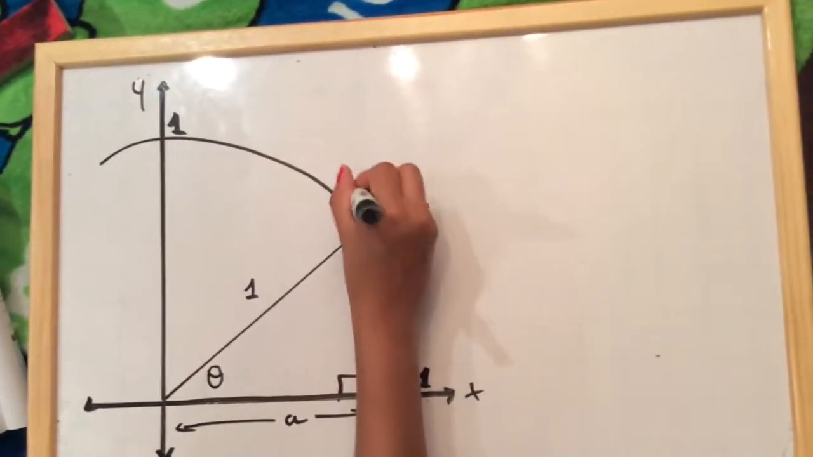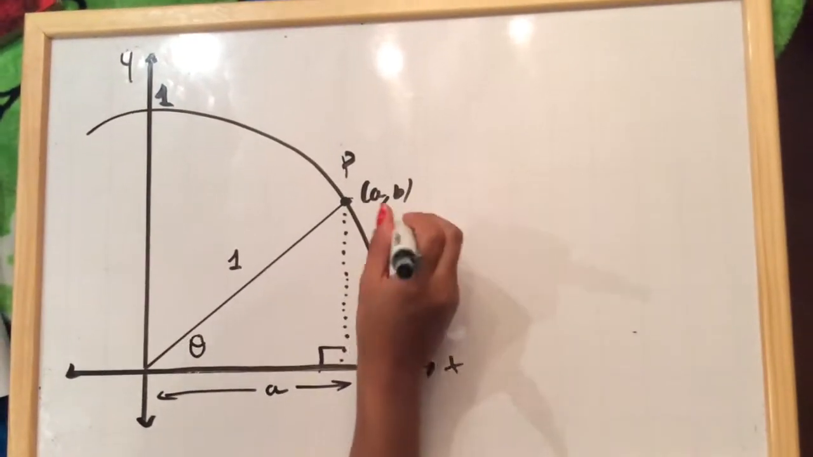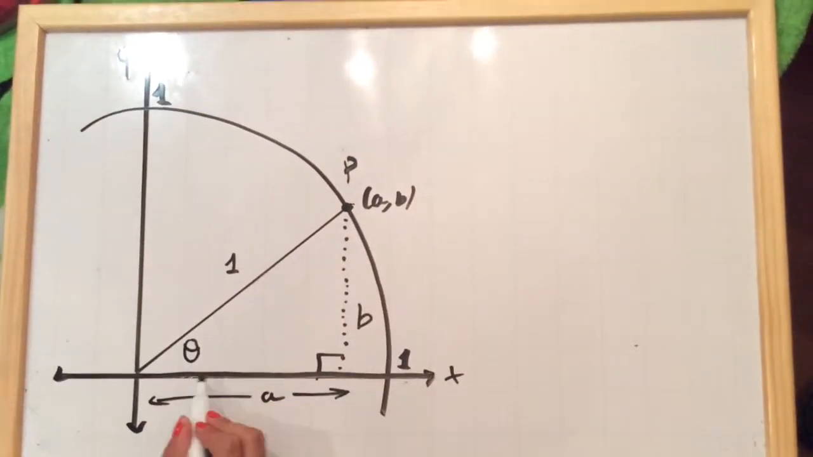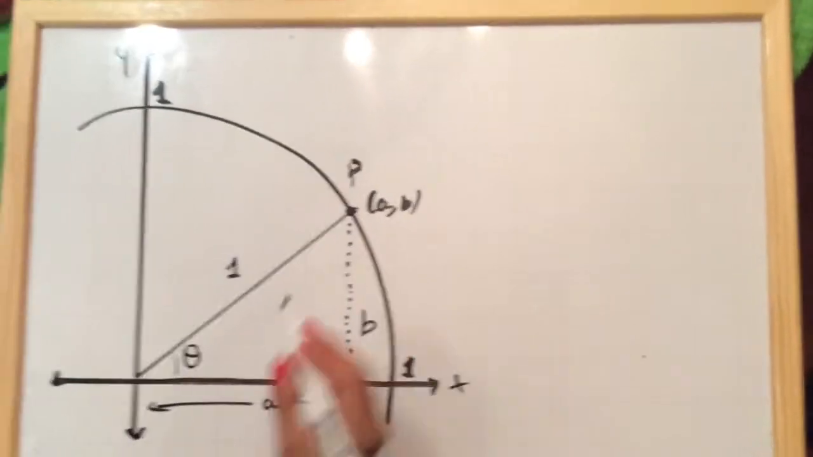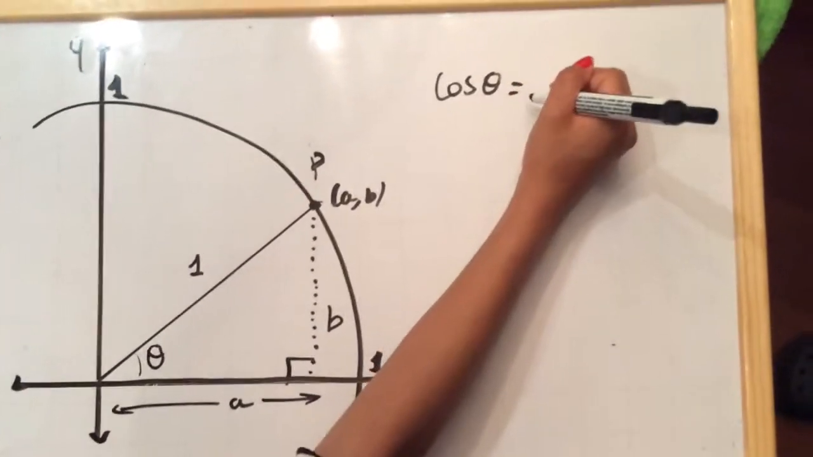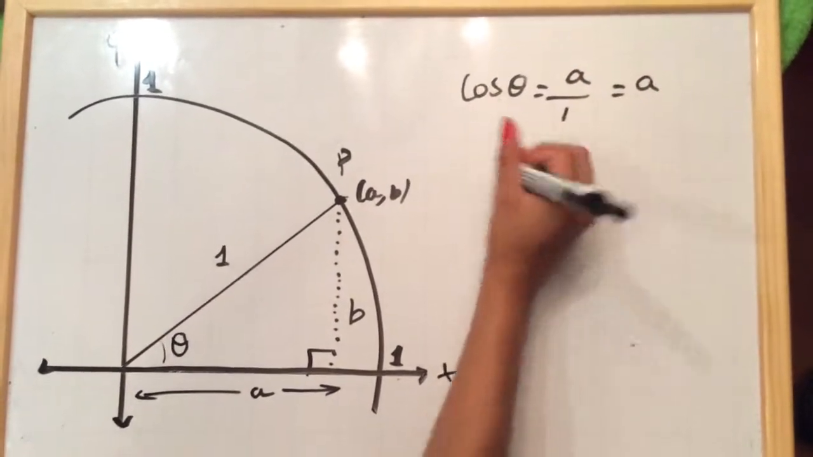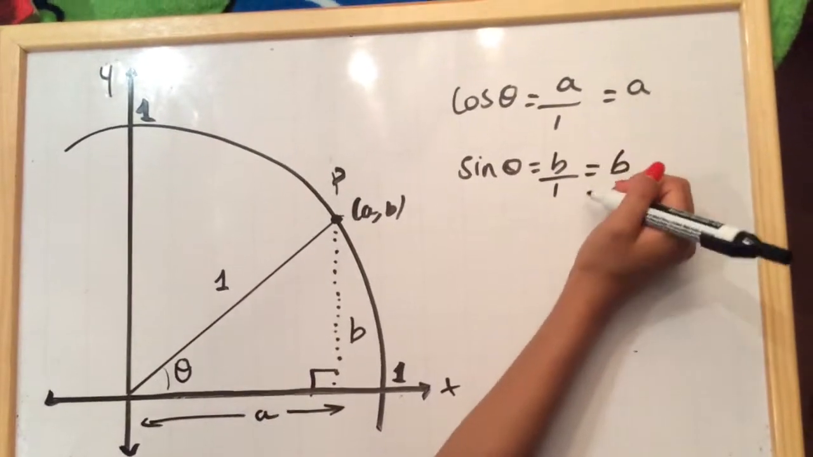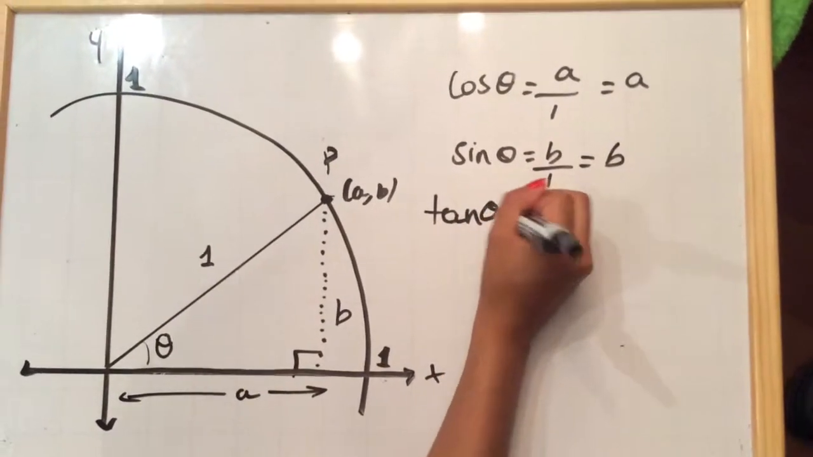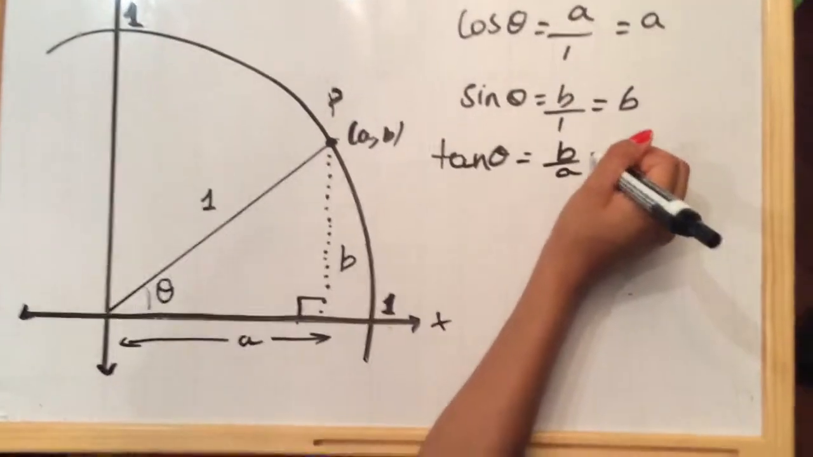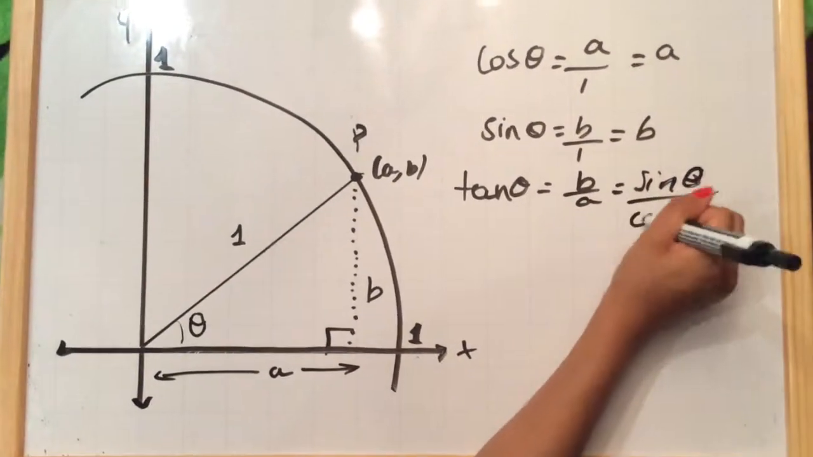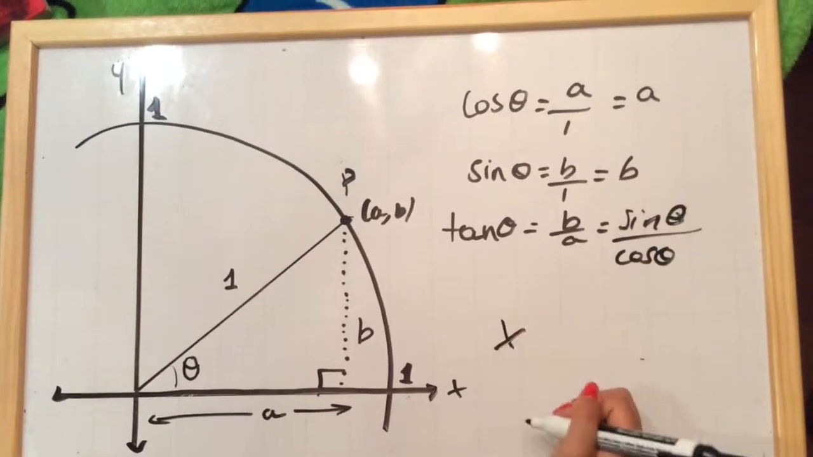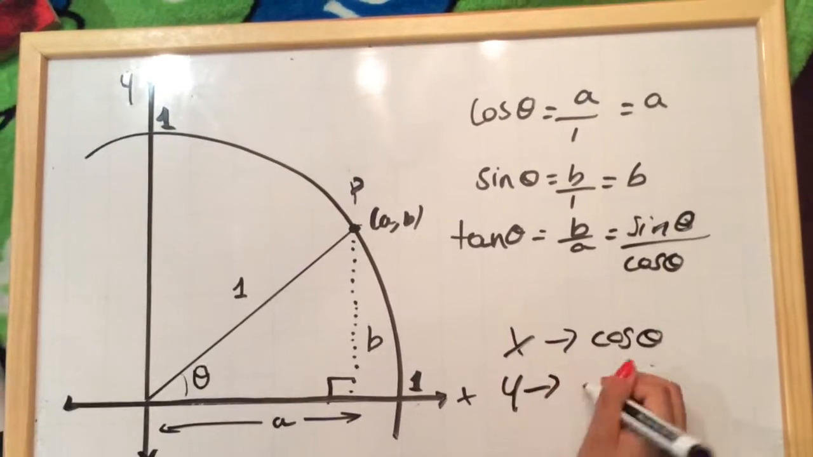Now here, if we analyze this graph by using the basics of trigonometry knowledge, which is SOHCAHTOA, we can see that we have a point P with coordinates A, B. So cos theta will equal A over 1, which will equal A. Sine theta will equal B over 1, which will equal B. And tan theta will equal sine theta over cos theta. And so we can conclude that cos will be equal to the x-axis and sine will be equal to the y-axis.